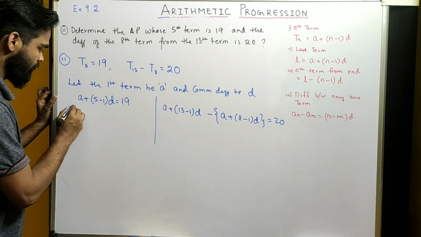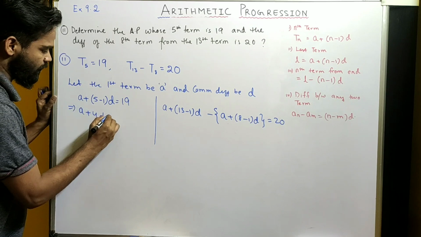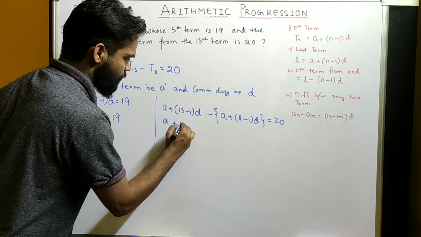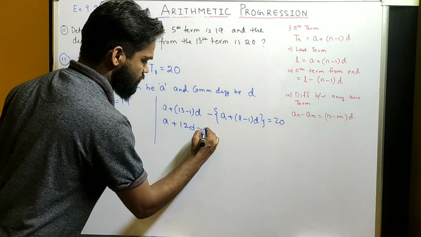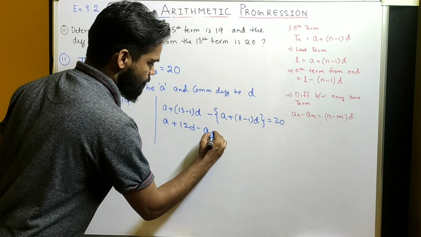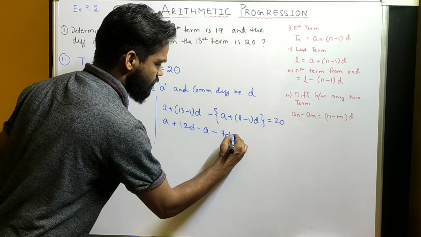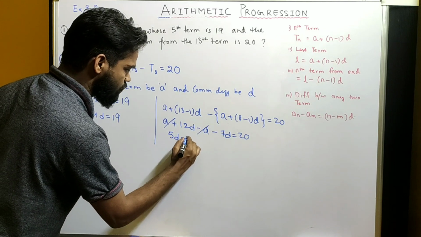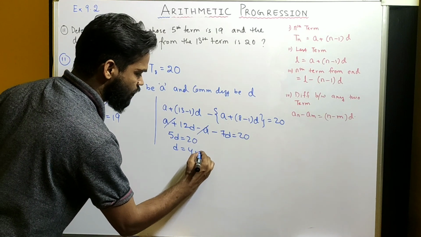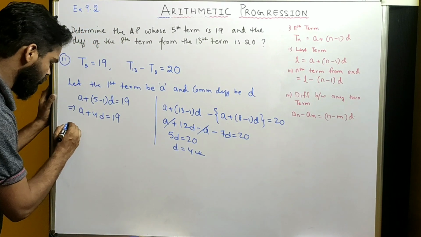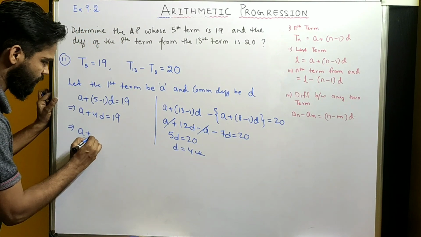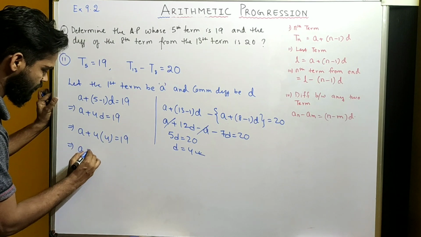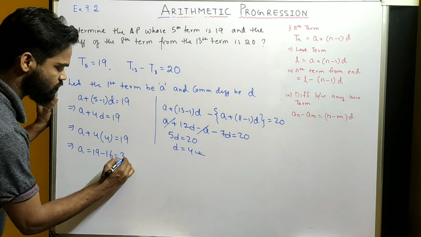Now just solve it. This is A plus 4D equals 19, and this, if I open the bracket, A plus 12D minus A minus 7D, is 5D equals 20, which means D equals 4. We got the common difference. Put it over here. So your A plus 4 multiplied by 4 equals 19, which means your A is 19 minus 16, that's 3.